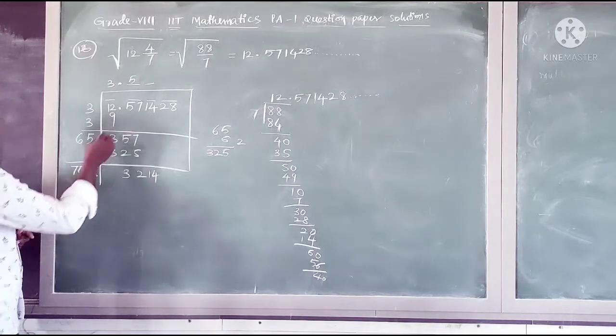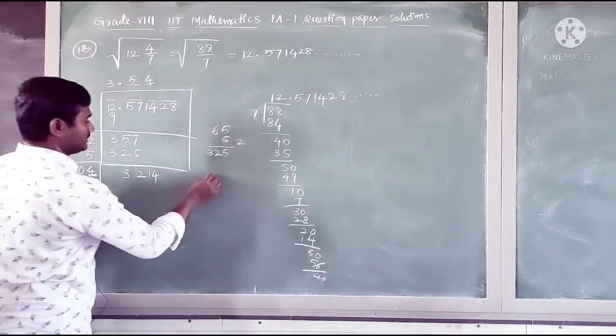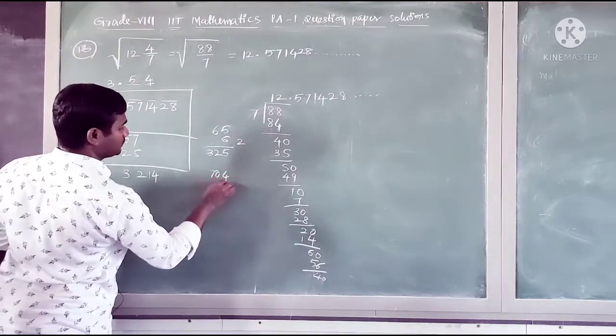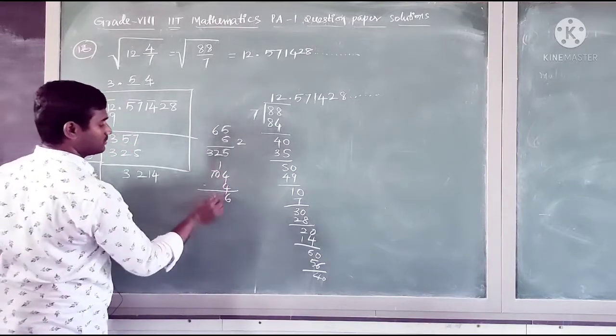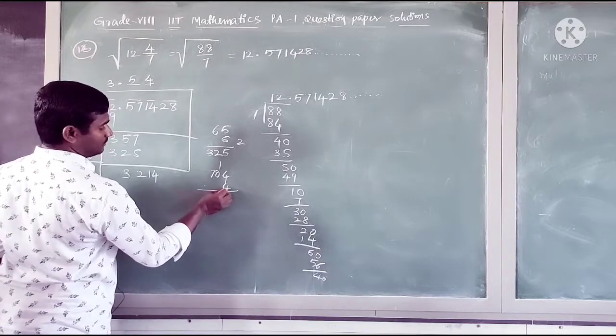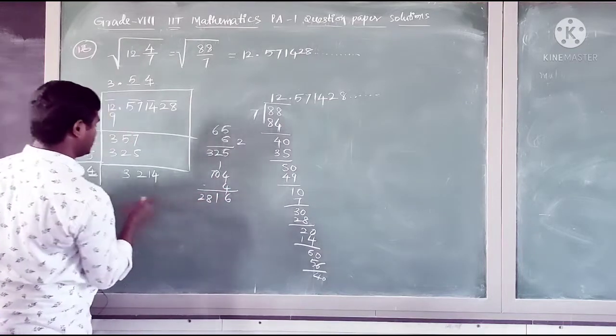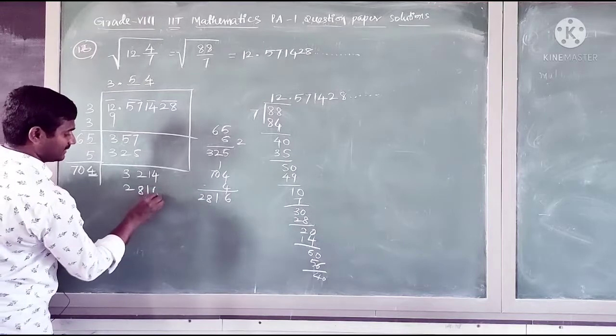So 704 divided by 4: 4 fours are 16, 1. 4 into 0, 0, plus 1, 1. So 4 sevens are 28. So that is 2816 that will come.